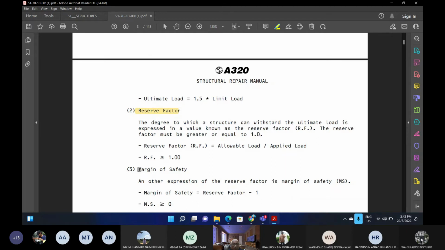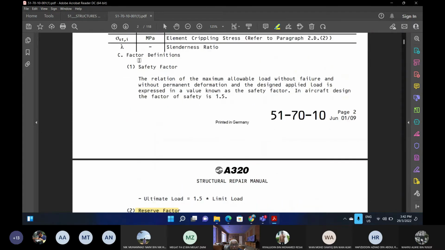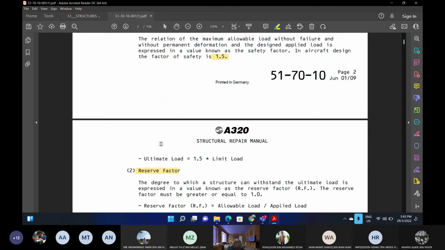So it's three terms always been used. And first term is regulatory term. So this is used when you want to do certification. You must have the Factor 1.5 especially for the primary structure.